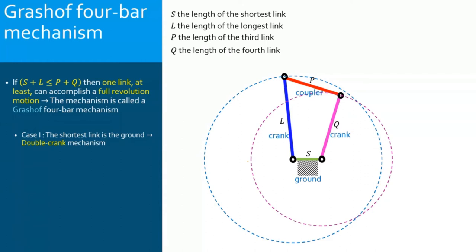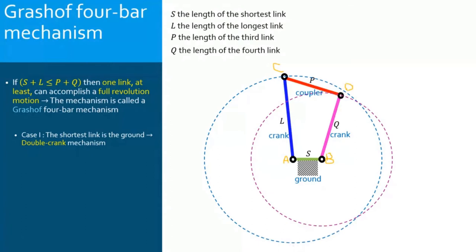The first case: the shortest link is the ground. In this inversion, I have considered that the shortest link is the ground, so the shortest link is fixed. In this case, we will have a double crank mechanism. Why? Because the two links here, the blue one and the pink one, can undergo the full 360 degree revolution. Let's see, for example, if this is A and this is B, this is C, and this is, for example, D.